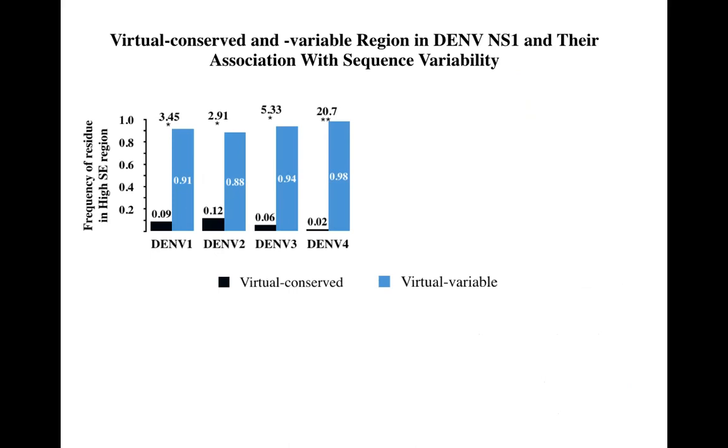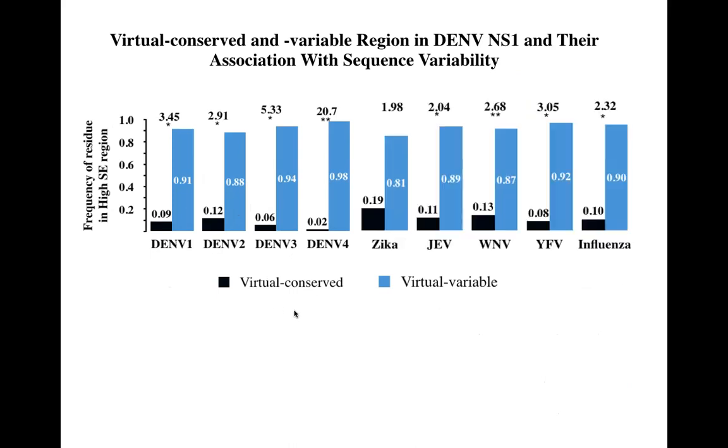So now, if the virtual conservation is playing some role, if mutation capacity is playing some role in NS1 evolution, then what we would expect is that this virtually conserved region should be of low SE, meaning sequentially conserved, and vice versa. So for this, we checked the distribution of virtually conserved versus virtually variable in high SE regions, and we found that the majority of highly variable regions are also virtually variable. This shows that indeed this virtual conservation is playing some role in NS1 evolution.